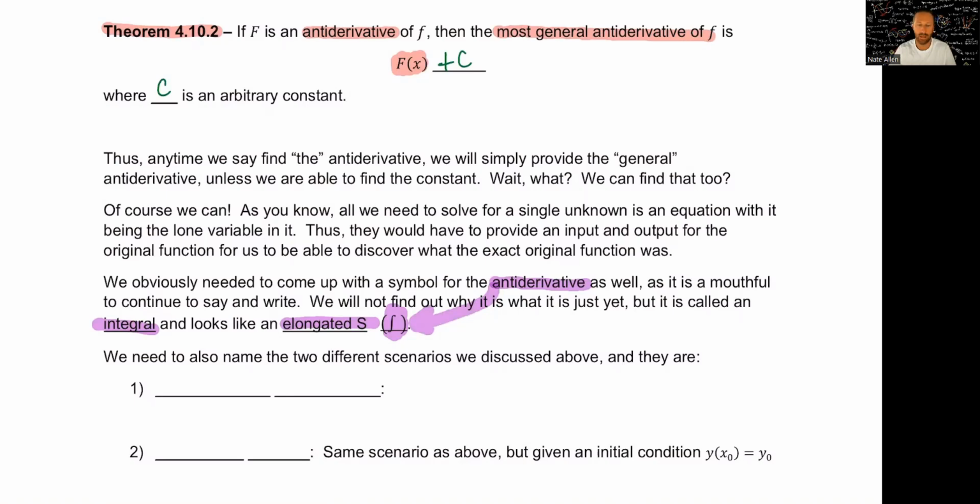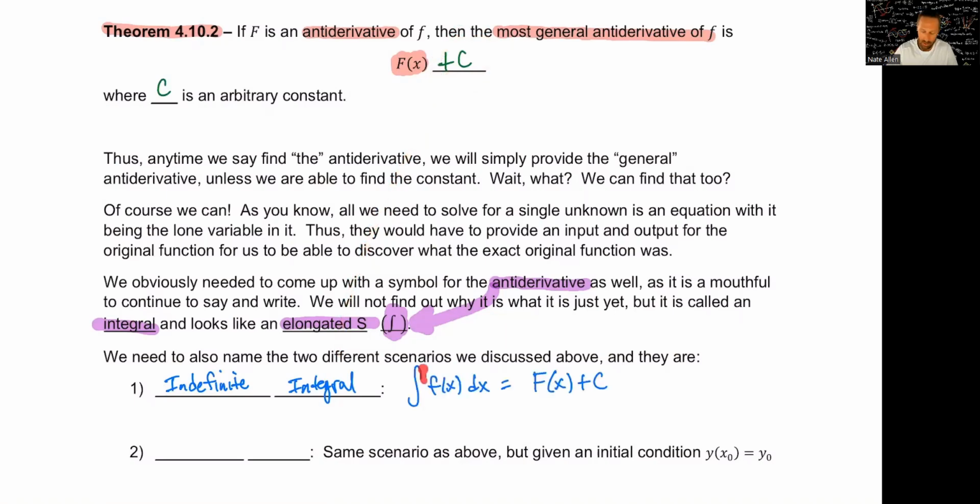And we'd also like to name the two different scenarios discussed above. One where it was just the most general, where we have that plus c, and the other where it's not, where we can actually find that value of c, that constant. They're going to have to give us more. So the most general, we're just going to call that the indefinite integral. Indefinite meaning it was not defined where. So it's just the generic, general version, where we're not going to tell you the specific place this is located.